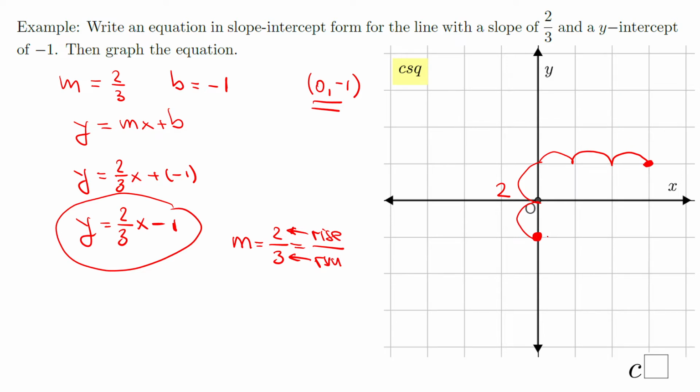Another way to approach it is to do a rise of -2, going 2 down, and a run of -3, and you get the third point. You notice all these 3 points are on the same line. You don't need all 3 points, you need only 2 points. Sometimes one of them is better than the other one. Okay, so this is this problem.